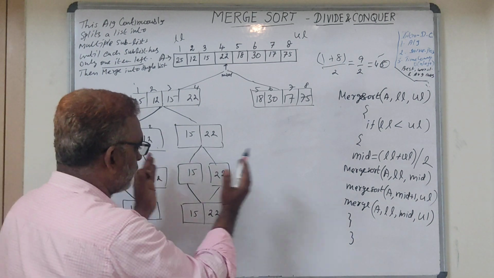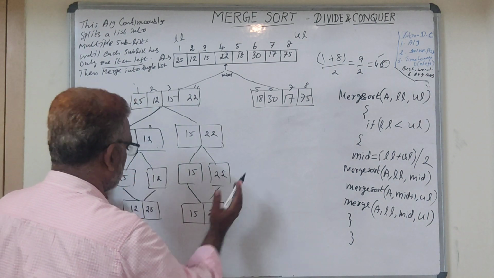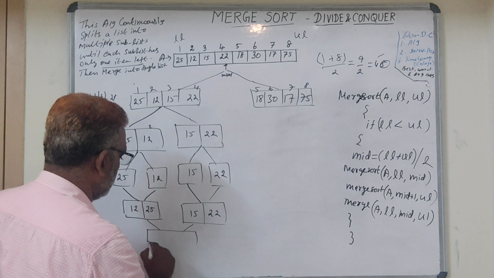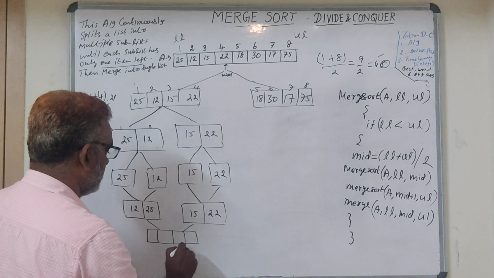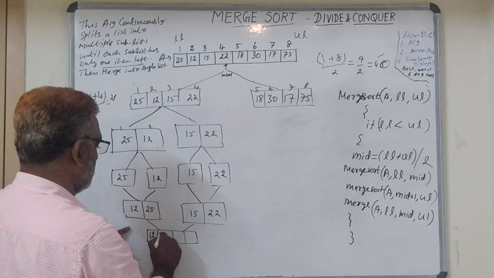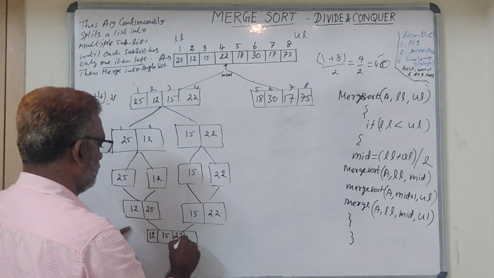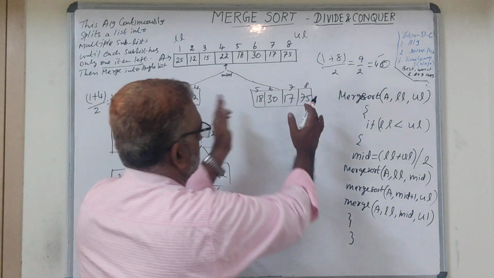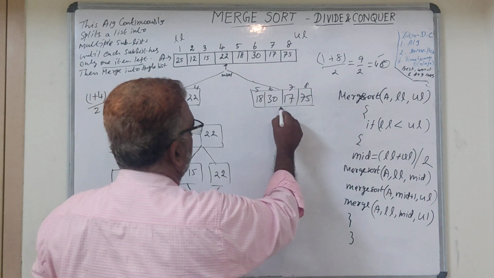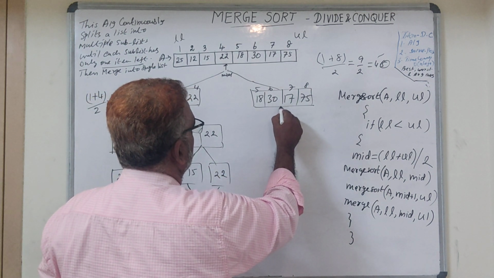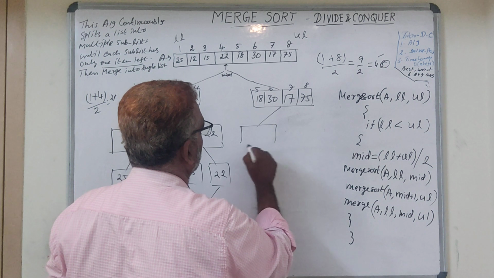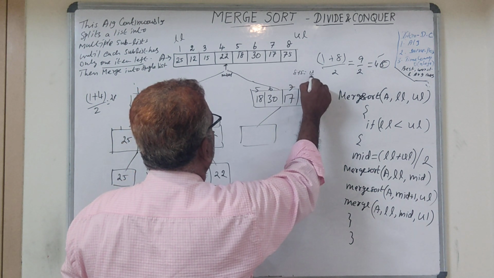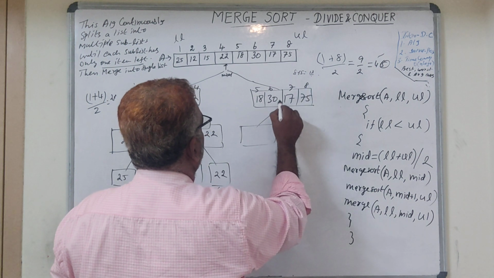Then after that, again, this is left and this is right. Merge. Now we get the list of 4 elements, that is 12, 15, 22 and 25. The same operation you have to carry over this side. Its midpoint is 8 plus 5, that is 13 divided by 2, that is 6. 6 is the midpoint.